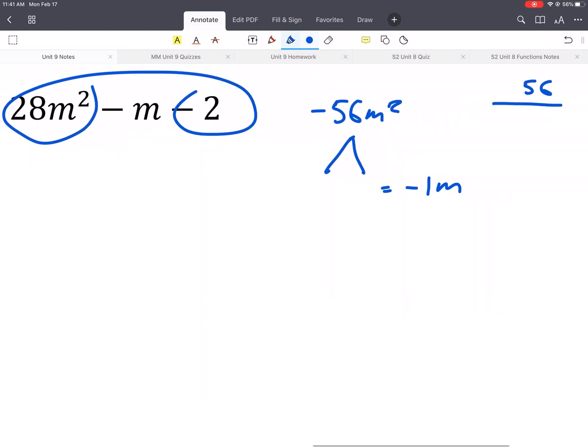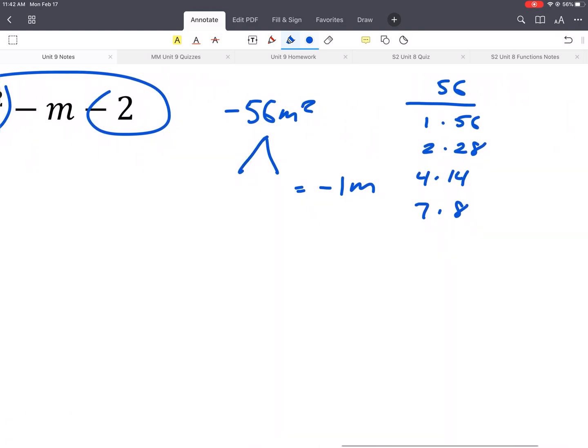So 56, we could do 1 and 56. We could do 2 and 28, which is just what we had there before. Does 3 go into it? Let's see, 56 divided by 3. Nope. We could try 4 and 14. That works. What about 5? 5 doesn't go in. What about 6? Can we divide it by 6? Nope. What about 7? So we could do 7 and 8.